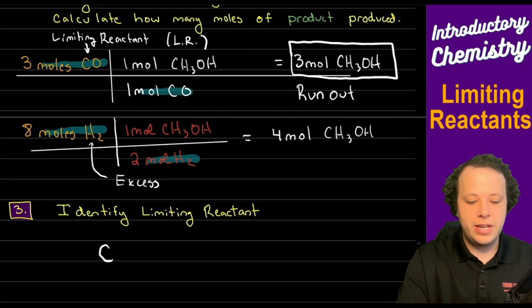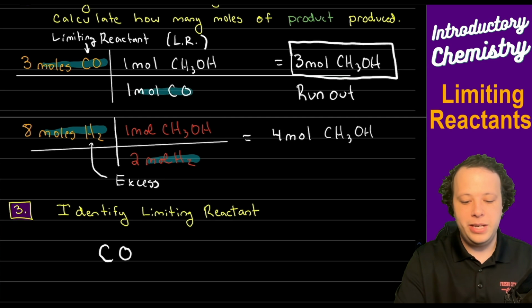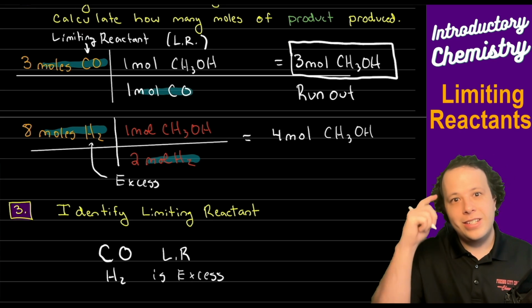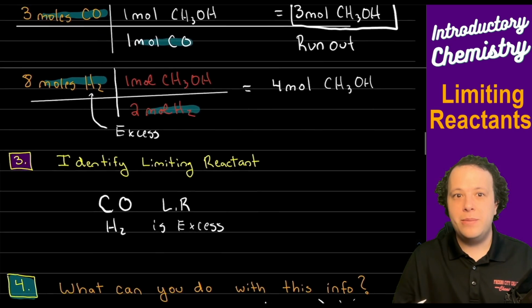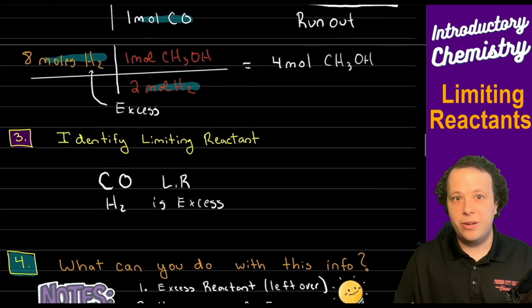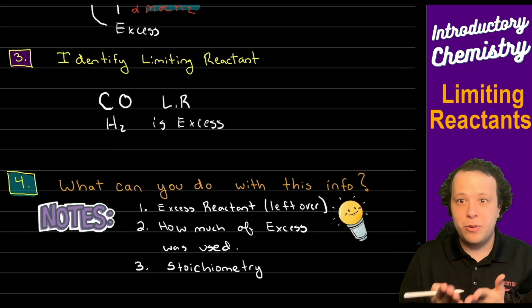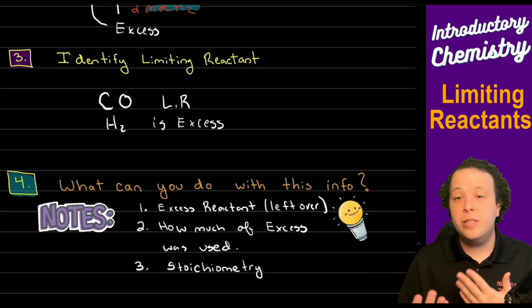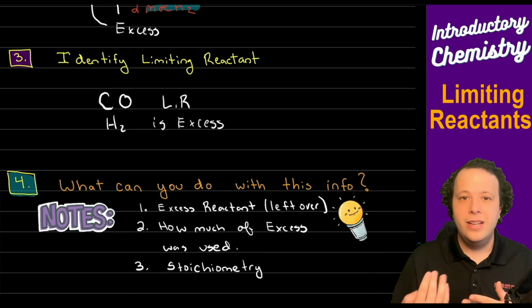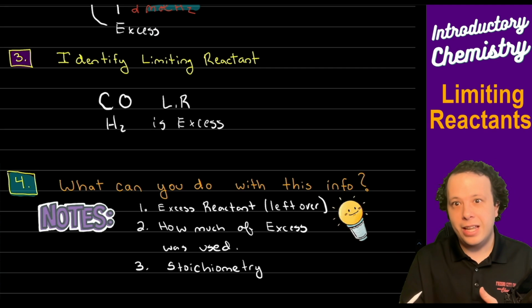Well, so carbon monoxide is our limiting reactant. And like we mentioned, H2 is in excess, meaning that there's going to be leftovers. So whenever we are doing these types of problems, there's a couple other little tricks that we can do as well. Depending on what problem you're presented in your chemistry class, you could be asked some of the following questions. Some of those could be, how much is left over?